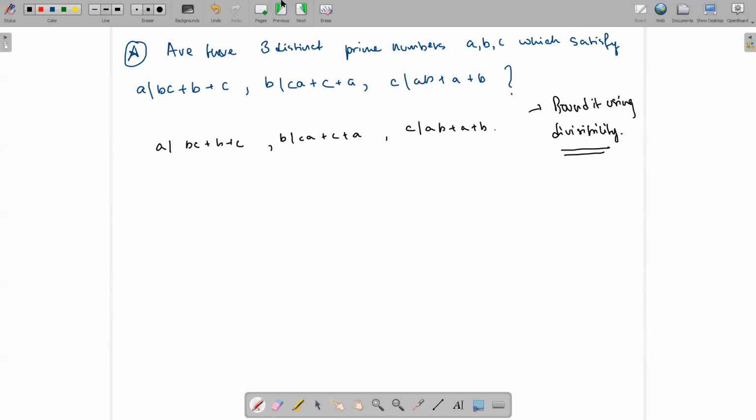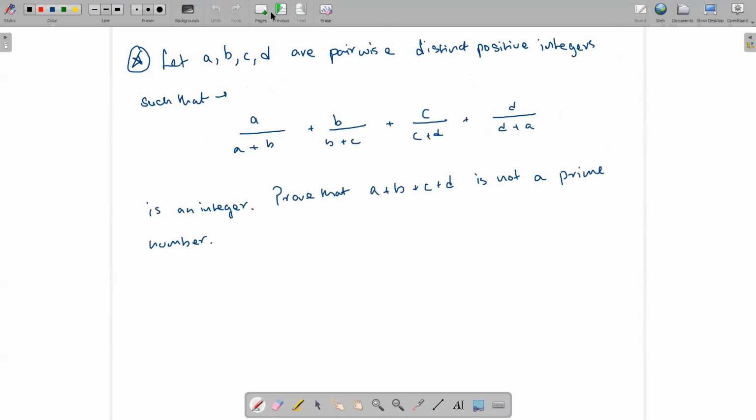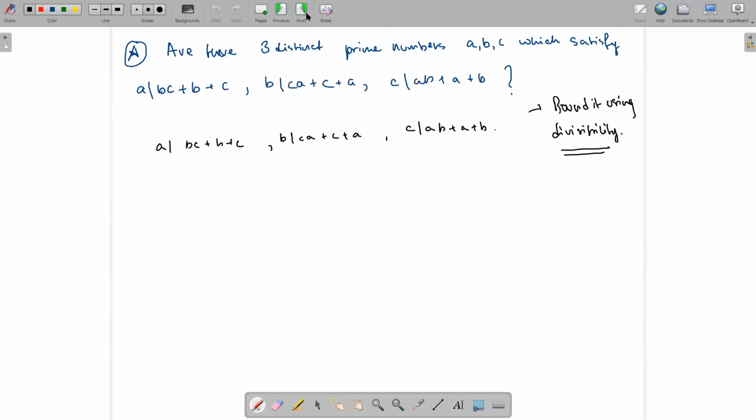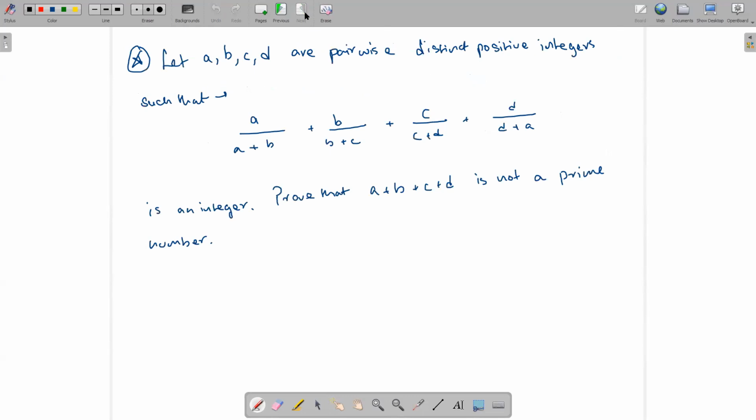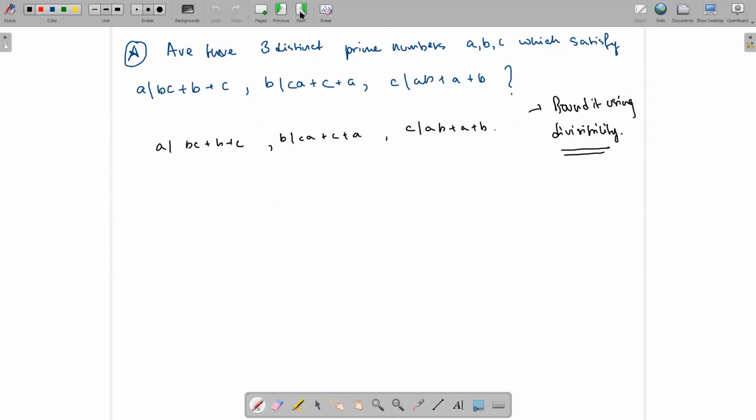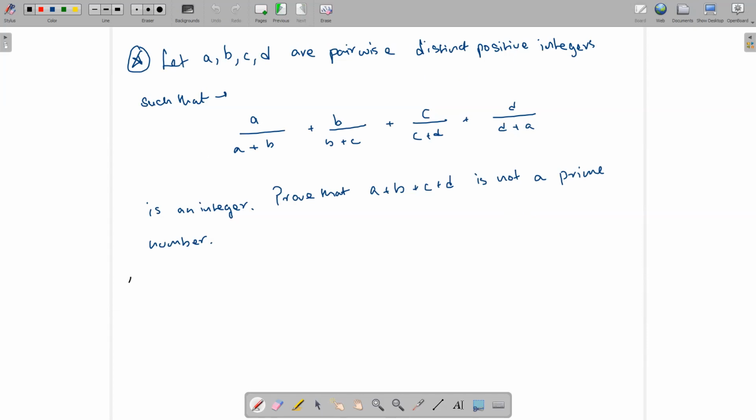And also if someone is interested, these two are the problems that we'll be doing at least till now. That's the plan. And if we are able to solve these two, then we'll move forward. So, okay. This says if a, b, c, d are pairwise distinct positive integers such that this whole thing is an integer, prove that a plus b plus c plus d is not a prime number. So these two are the problems that we'll be looking at. So I'll give you guys 10 minutes, say, to attempt.